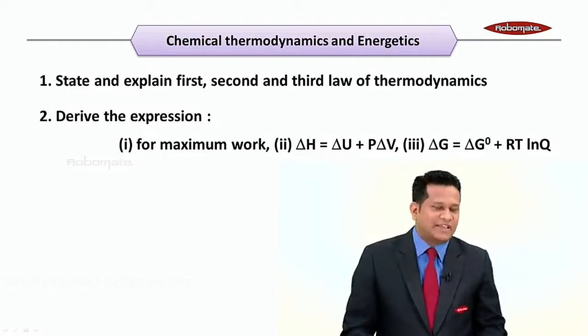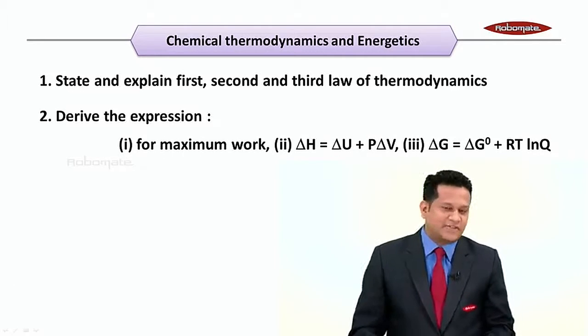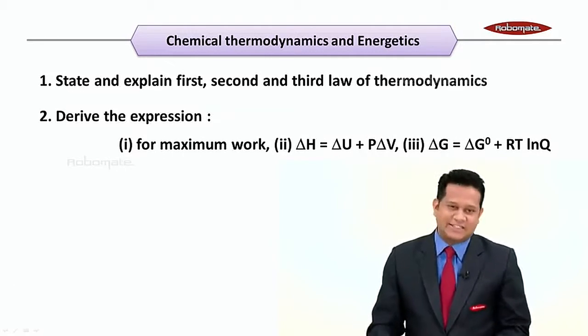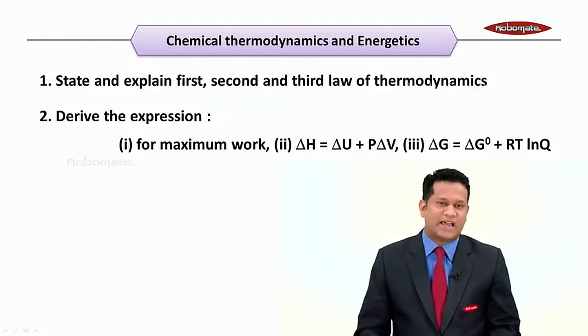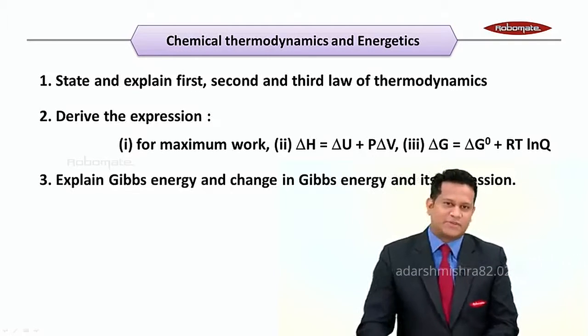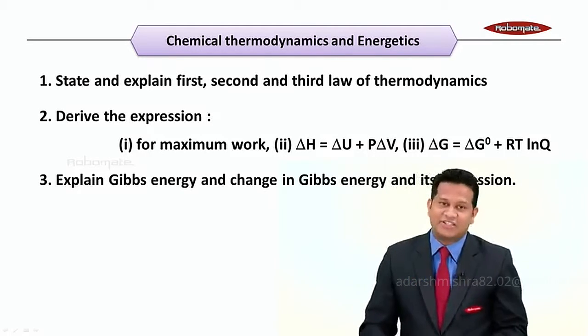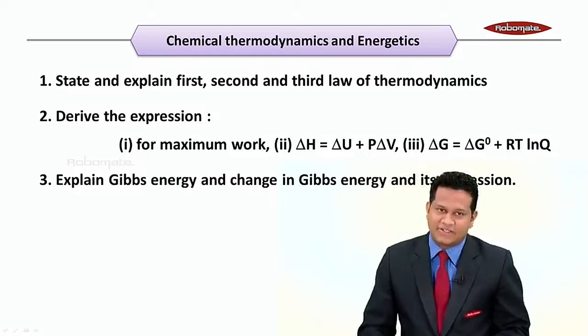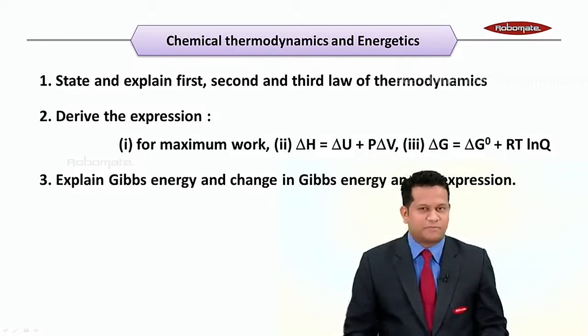Second one will be delta H is equal to delta U plus P delta V, followed by delta G is equal to delta G naught plus RT ln Q. Third one, explain Gibbs free energy and the change in Gibbs energy and its expression.